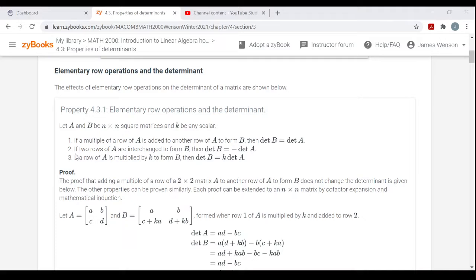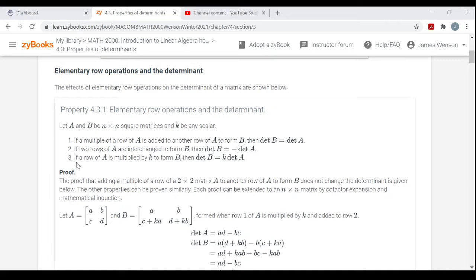Number two, if two rows of A are swapped, interchanged to make a new matrix called B, so you just switch two rows of A to make a new matrix B, then the determinant of the new matrix will be the opposite of the determinant of the original matrix. So the determinant of B will be the opposite of the determinant of A. This tells us that switching two rows will give you the opposite determinant. We'll multiply the determinant by -1.